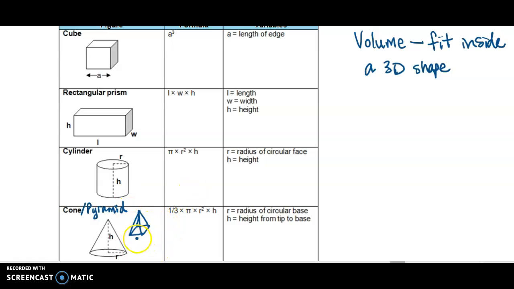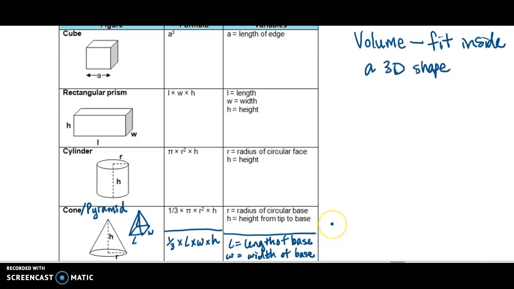So if you were given a pyramid, if this is the length and this is the width, your formula for that would be 1/3 times length times width times your height. Just a little bit different information here. So L is equal to the length of the base shape, and W is equal to the width of the base shape. Hope you can read my writing. My pen is a little off right now. Okay, so that's what we have for volume.